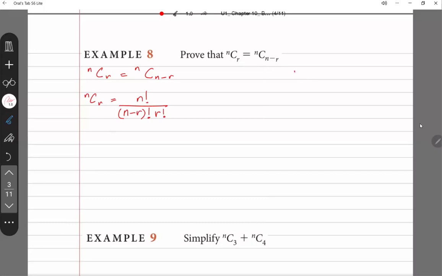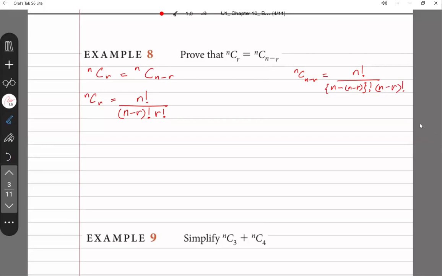Also, nC(n minus r), the right-hand side, would work out to be n factorial over (n minus r) factorial times (n minus (n minus r)) factorial, which is r factorial. So our objective is to get the left-hand side to look like the right-hand side.